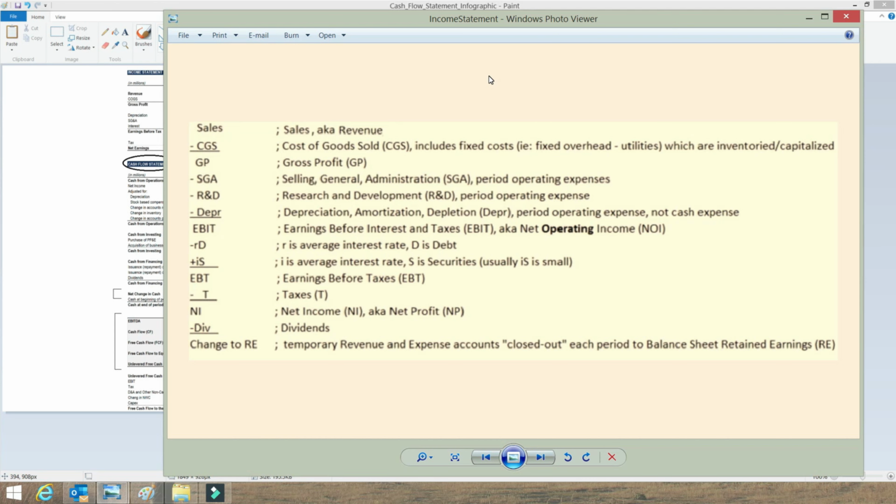Well, anyway, after earnings before interest and taxes, you then subtract off the financing cost, which is debt times whatever the average interest rate is, R, that's being shown here.